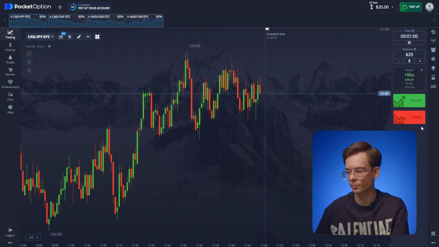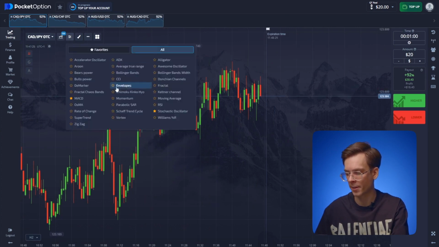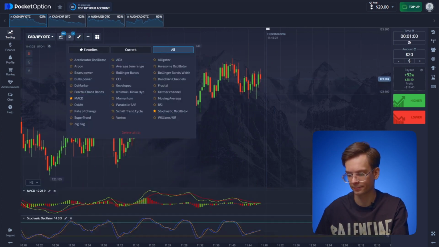Now let's move on to the first pair and add the indicators MACD and stochastic. Awesome. This is a combination of top quality indicators. Why? I'll explain that in detail towards the end of the session once you've seen them in action.